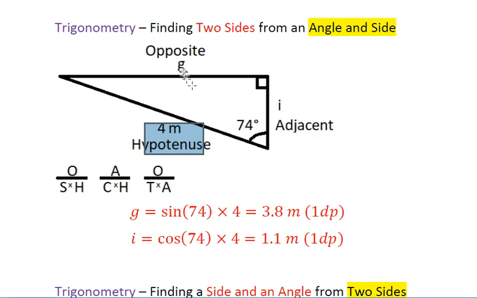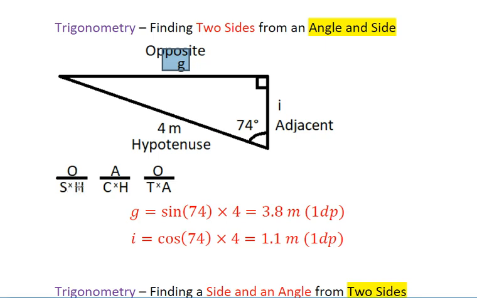Now we've got to look for something that has O and H in it. That one there is irrelevant. We're pretending it's blank. It's not relevant at the moment. It's not a given side. Well, it's not a side that we're trying to find out, and it's not a given side. Okay, so O and H, SOH. Okay, so we're finding SOH.